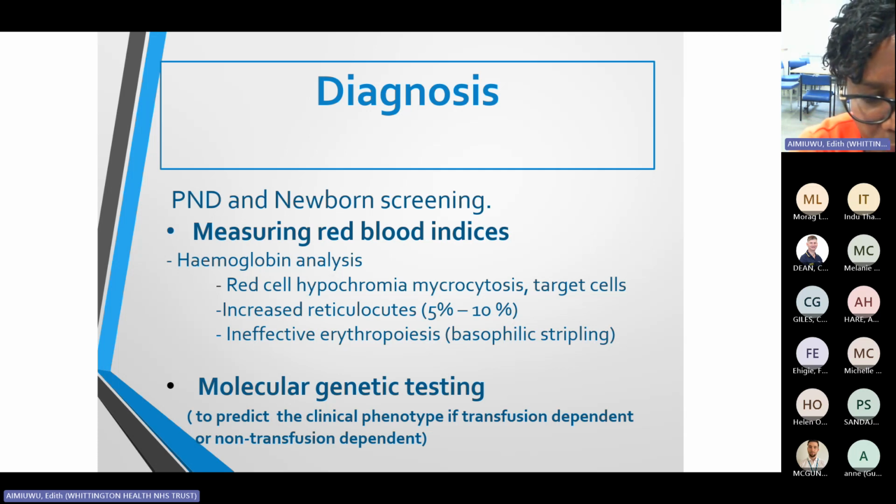Also, you can usually measure the red blood indices. The hemoglobin analysis will show that the red cells are hypochromic, that is microcytosis. There's an increase in the reticulocytes between 5 to 10, and there's ineffective erythropoiesis as well. Also, you can probably do more genetic testing in determining whether they are going to be transfusion dependent or non-transfusion dependent. That means you want to see their clinical phenotype.